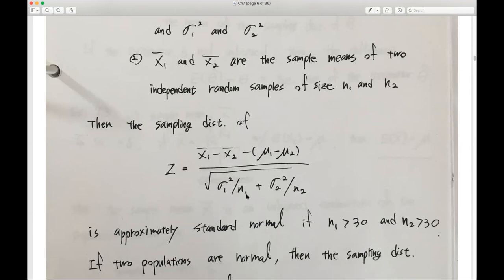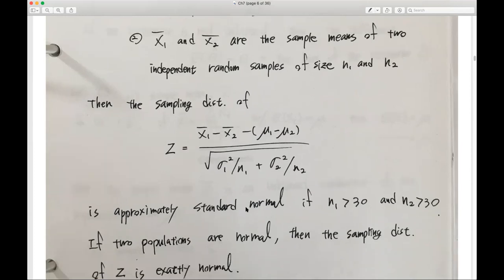plus sigma 2 square over n2. Sigma 1 square over n1 is the variance of the sample mean x1 bar, and sigma 2 square over n2 is the variance of the sample mean x2 bar. We sum them and take the square root. That is approximately standard normal, and this is not just normal, it's standard normal. That's interesting.